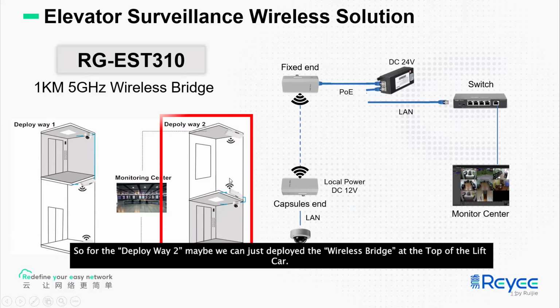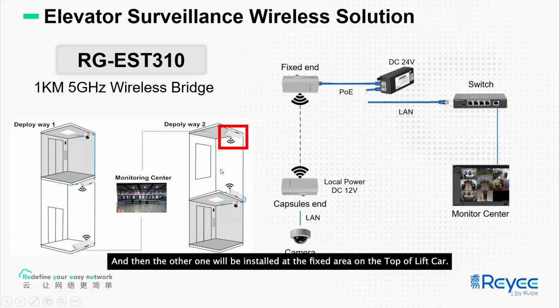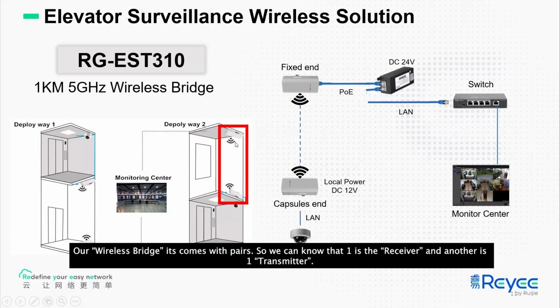So for the second, maybe it's like this. You can just deploy the wireless bridge at the top of the lift car. So it's holding up the top of the lift car, and then the other end will be installed at the fixed area, fixed on the top. Our wireless bridge comes in pairs, so you can know that one is a receiver, another is a transmitter.